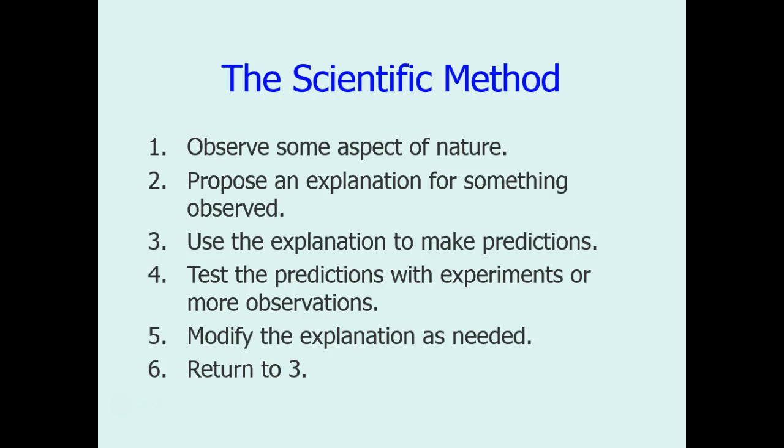They proposed explanations, and people said, those are smart people, we'll believe them. But they didn't make predictions and then test those. Here's the big step: testing the predictions with experiments and more observations. If they work, try something else. If they didn't work, change something. Modify the explanation as necessary. Make another prediction. Try another experiment. Return to step 3, and go through the loop over and over again.